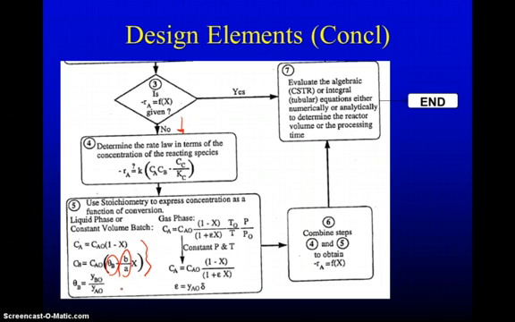If it's a gas phase reaction, in general, it may not be constant volume, so we need this factor epsilon, which has to do with the initial mole fraction of A and the net number of moles produced per mole of A consumed. If the temperature changes, that will affect the concentration of a gas phase reaction, and if the pressure changes, that will affect it.